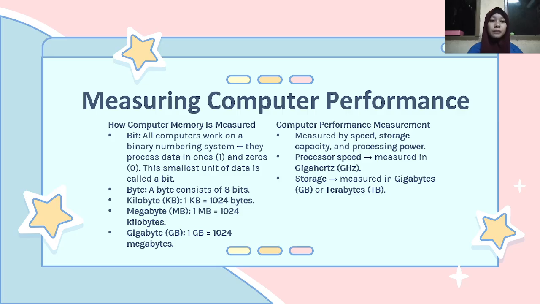Next, we talk about measuring computer performance, and how computer memory is measured. Firstly, there is bit. All computers work on a binary numbering system. They process data in ones or zeros. The smallest unit of data is called a bit. And there is byte. A byte consists of 8 bits.